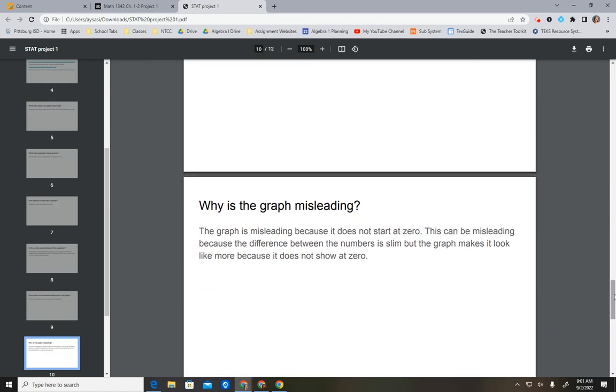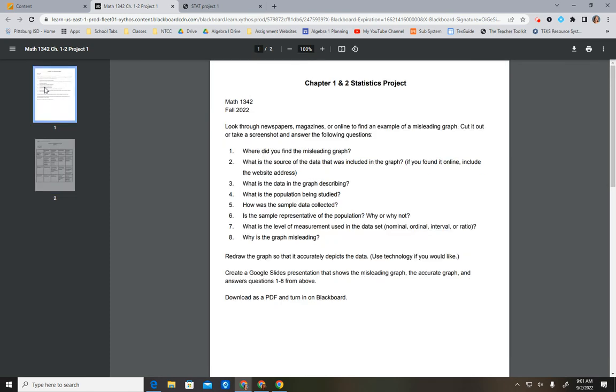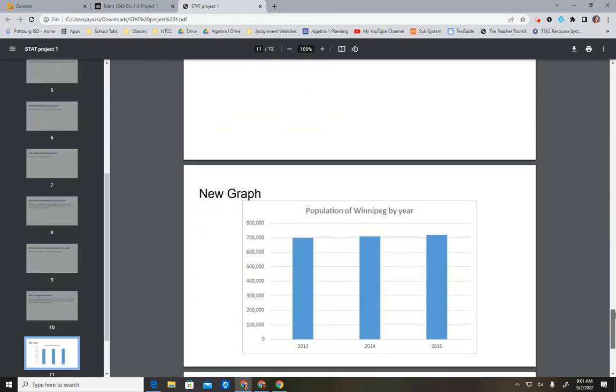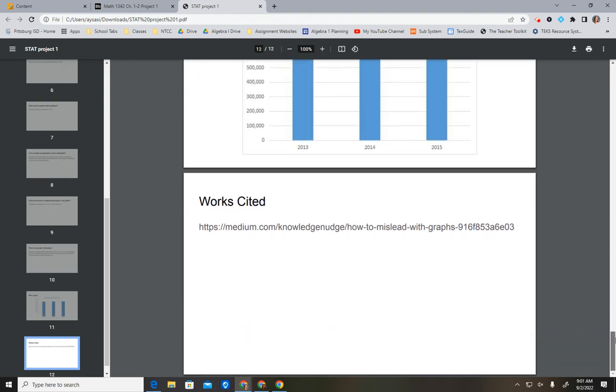Is that the bare minimum? Yeah, this is what was asked of you on the rubric and of the project requirements. And then at the end, she redrew it using technology. And then the works cited. So this is where the information actually came from. So that is what you're asked to do on this.